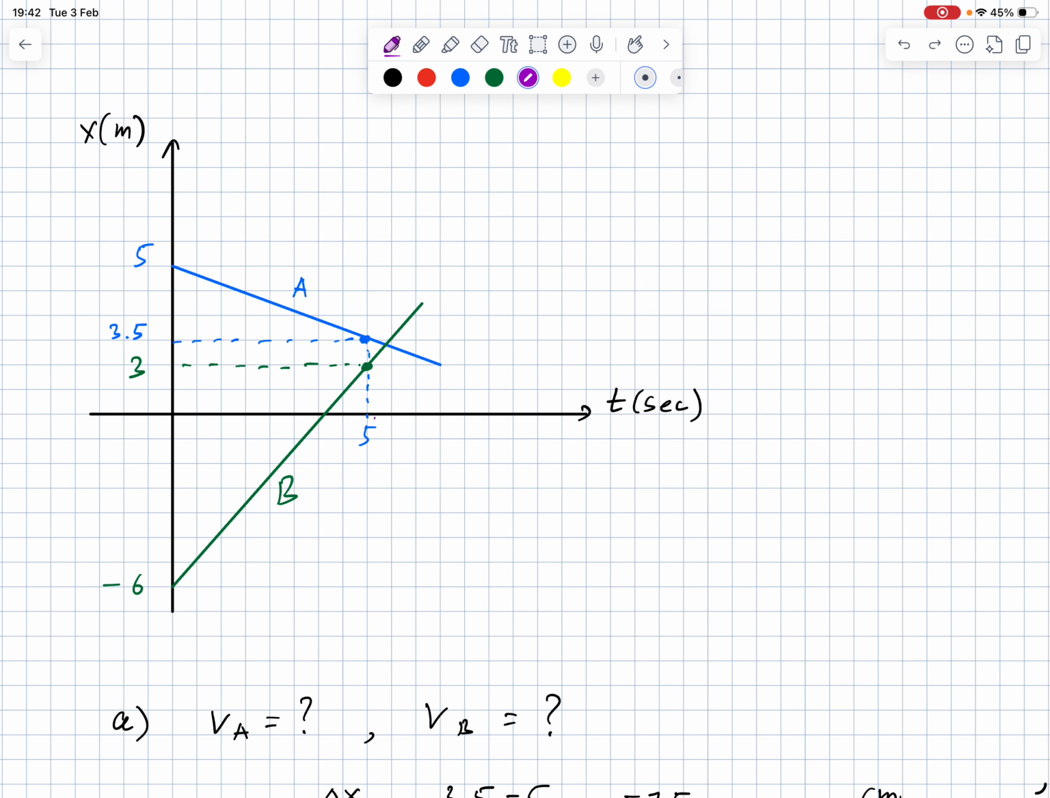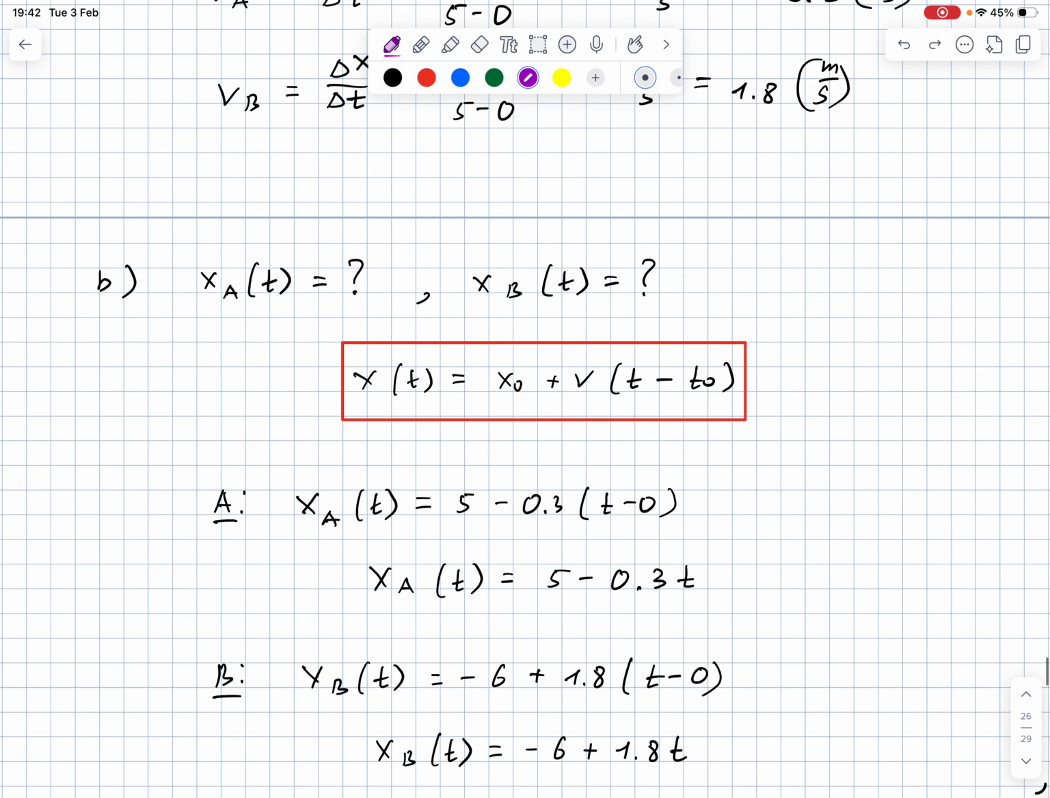I'm going to use this initial coordinate for object A to determine t0 and x0. Also, for object B, I'm going to use this coordinate. So let's see what will happen. Let's talk about A. At time of 0 seconds, the initial position would be 5 meters. Velocity, of course, we found in the previous part, which is minus 0.3. And finally, we get this expression for position at any time t for object A.